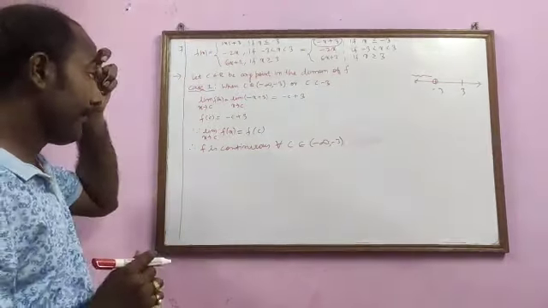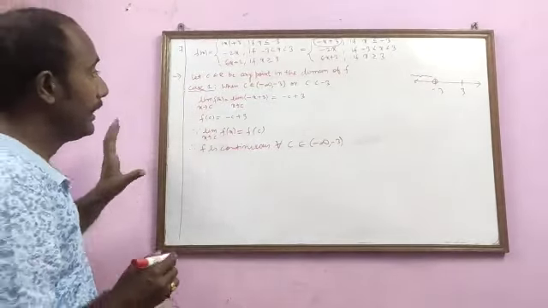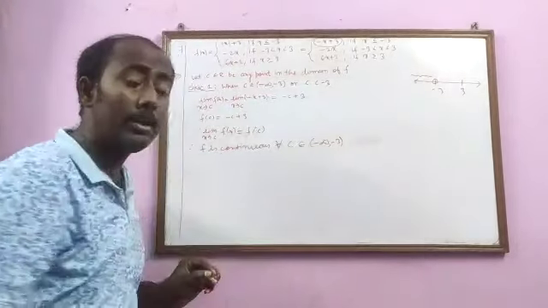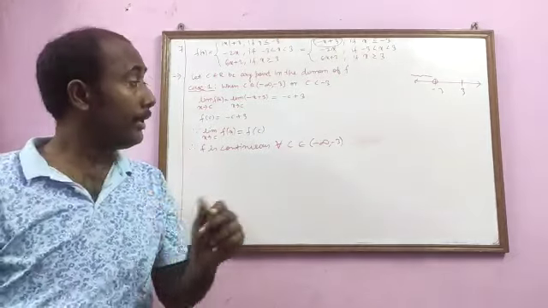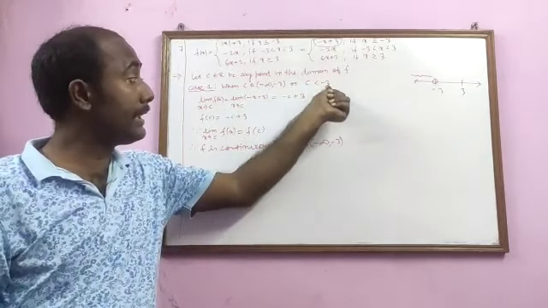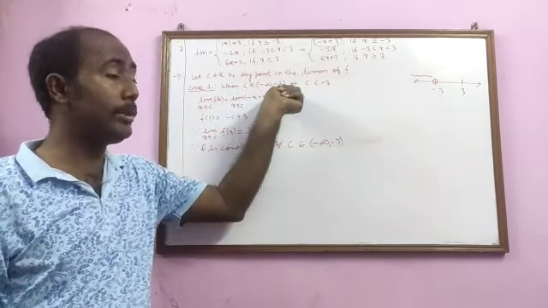Now students, we will find here that in this case we are not talking about one point, we are talking about c less than minus 3, c belongs to minus infinity to minus 3.